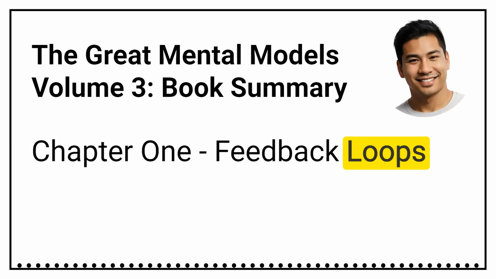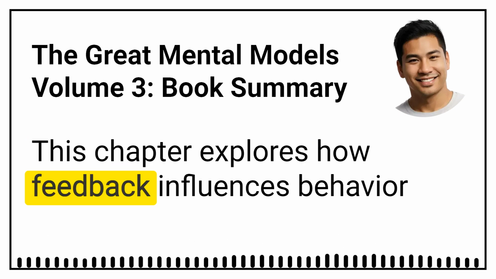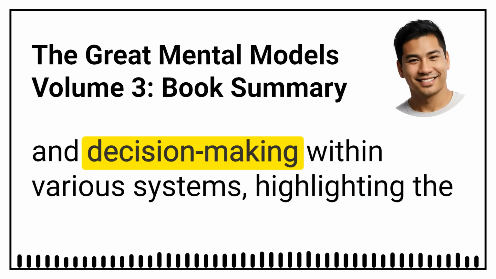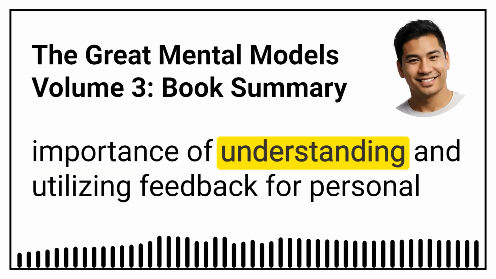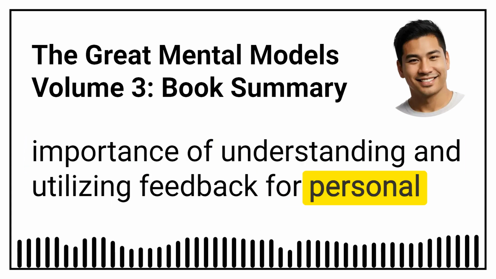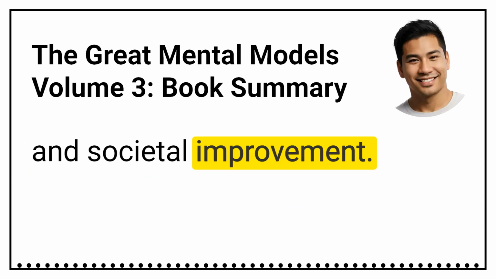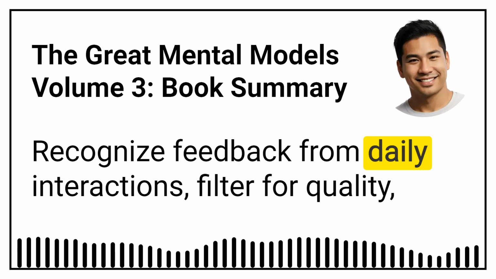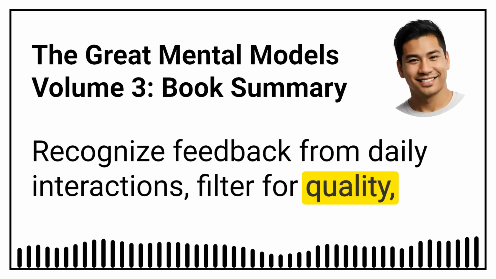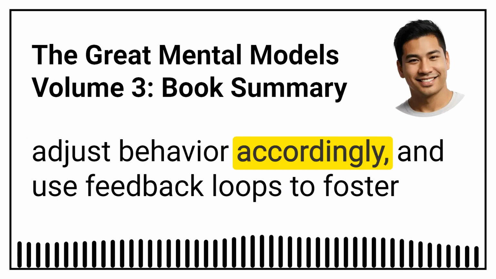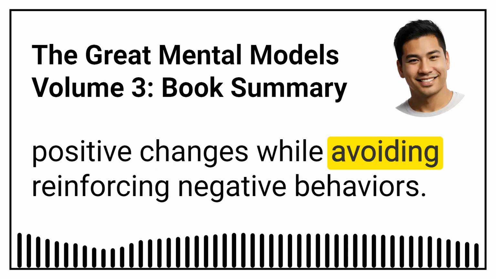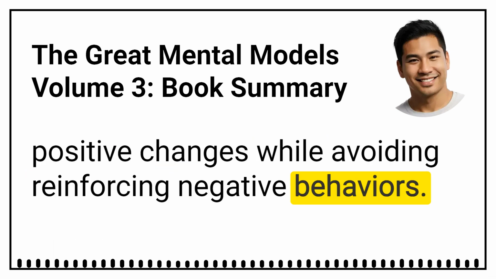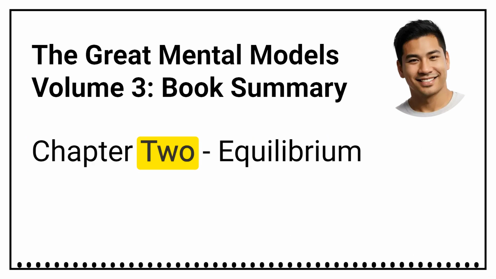Feedback loops. This chapter explores how feedback influences behavior and decision-making within various systems, highlighting the importance of understanding and utilizing feedback for personal and societal improvement. Recognize feedback from daily interactions, filter for quality, adjust behavior accordingly, and use feedback loops to foster positive changes while avoiding reinforcing negative behaviors. Chapter 2.